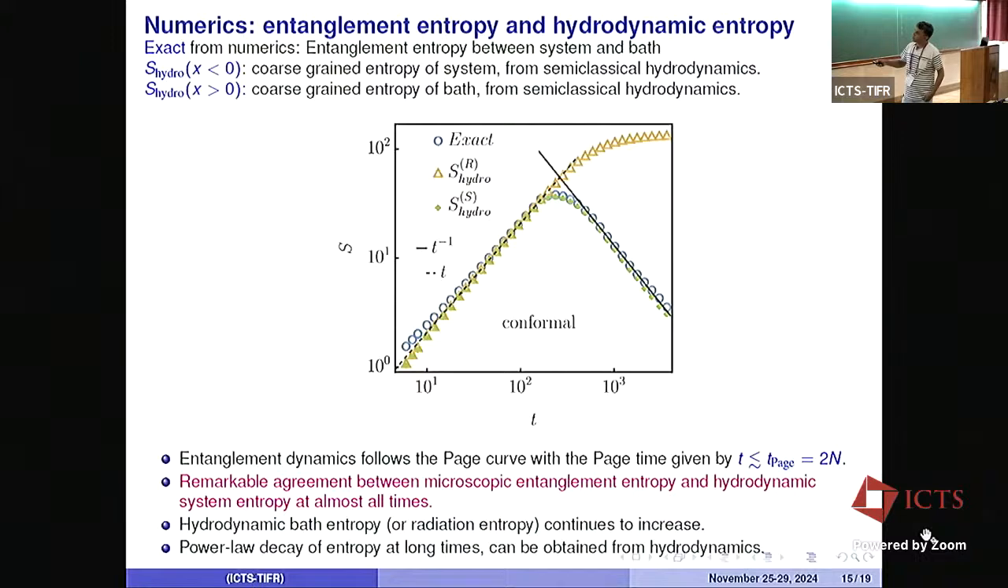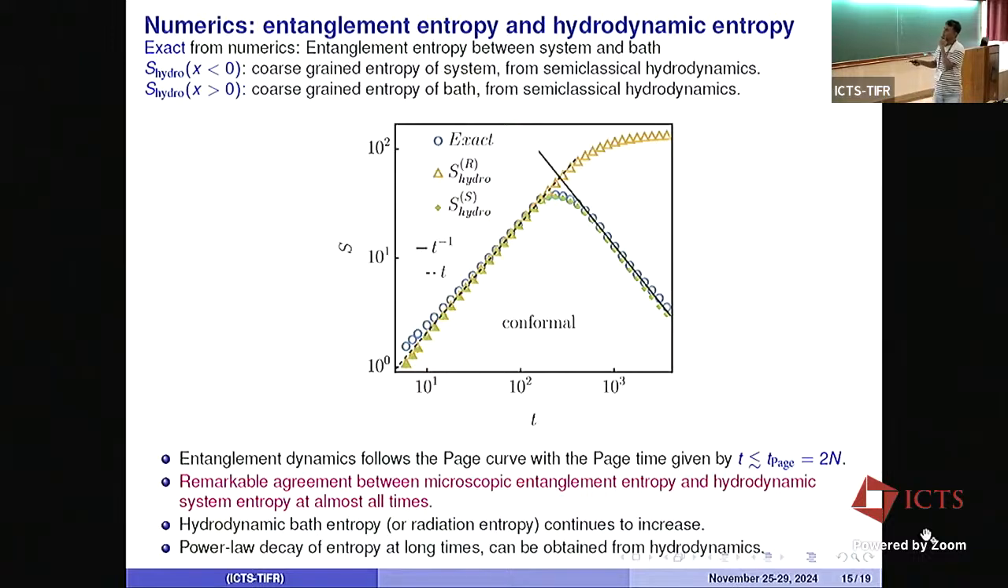And these are results for, I think, the conformal defect. Initially it's a linear growth in time, and at long times it's a 1 over time decay. Then what I plot is the system hydrodynamic entropy, calculated from hydrodynamics using the Yang-Yang formula. This is the blue rhombuses, and it goes up and goes down. It more or less almost exactly follows the microscopic calculation.